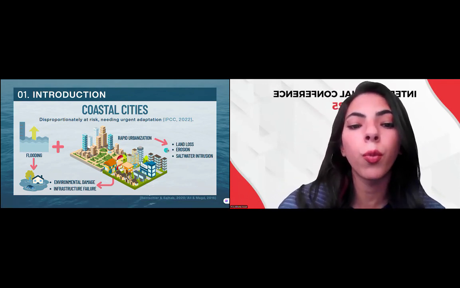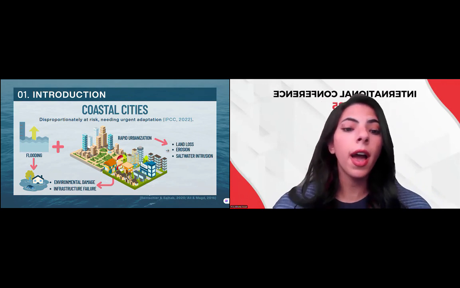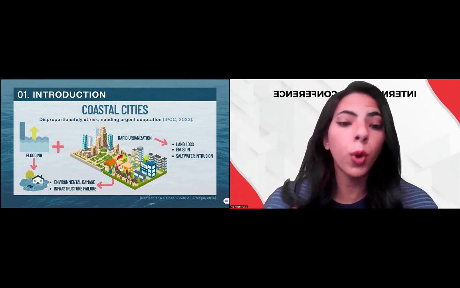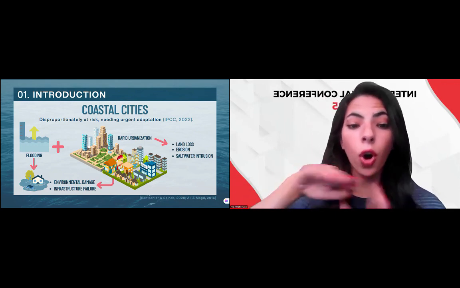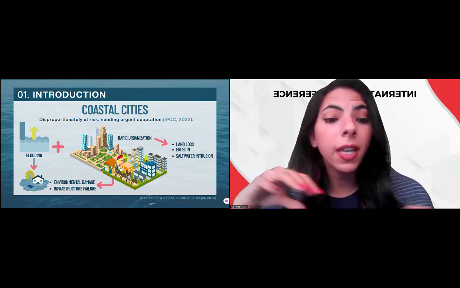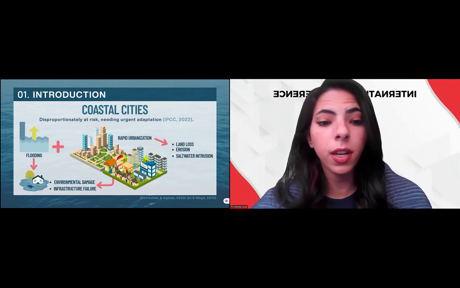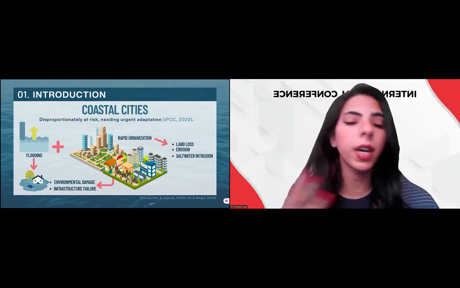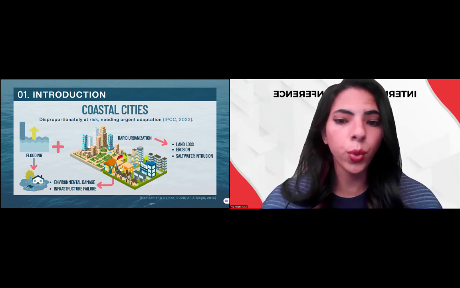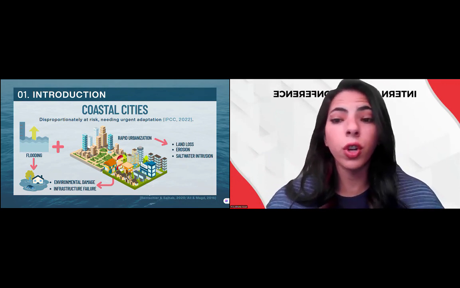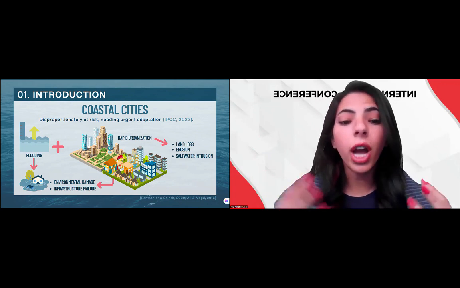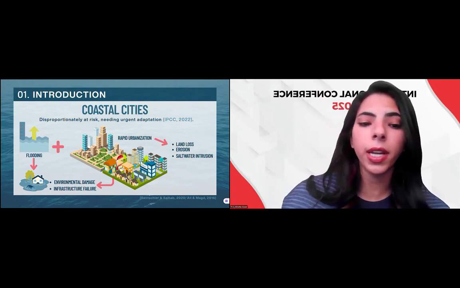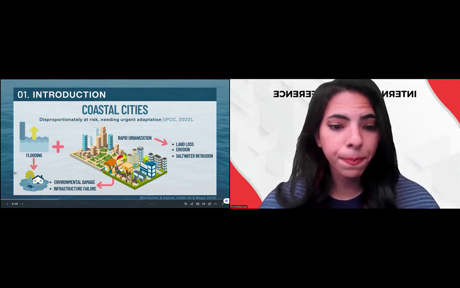But due to the rapid urbanization around our coastal regions, most of the metropolitan cities actually reside on coastal areas. Because of that heavy, constant development with no regard to the land itself, we have a lot of land loss, erosion, and saltwater intrusion, which in turn exacerbates the climate change risks.